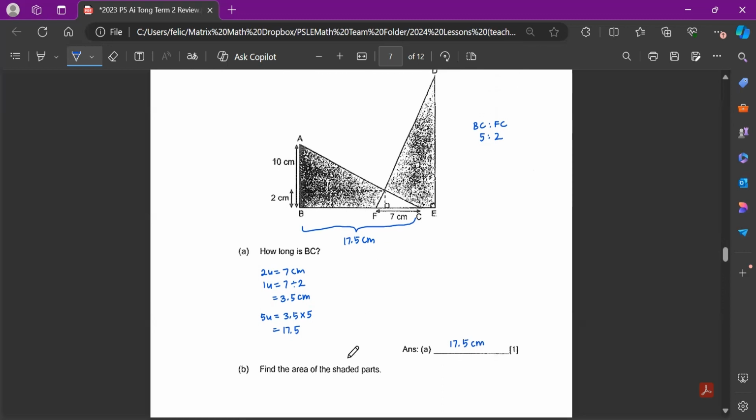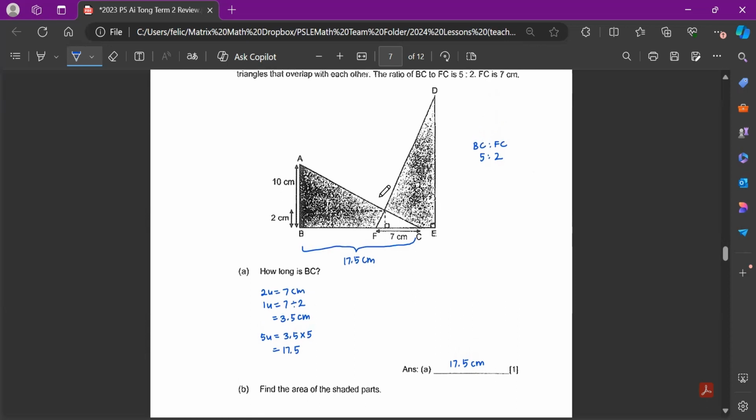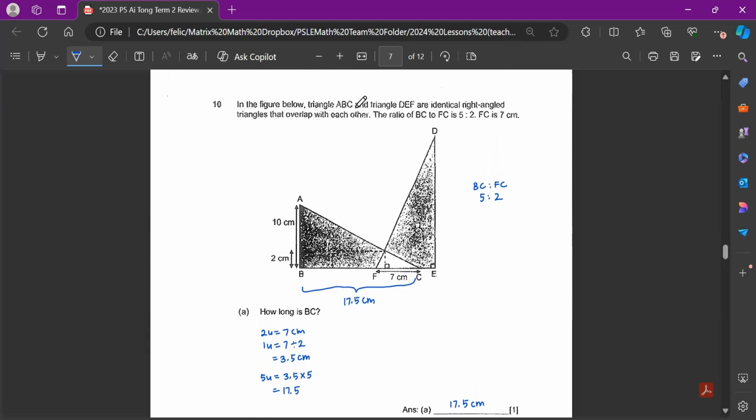Okay, the next one, find the area of the shaded parts. So there are two shaded parts here. Now, these two shaded parts, I can confidently say they have the same area. Why do I say that? The question already said these two triangles that overlap are identical triangles. If those two triangles are identical, and they share the same overlapping part, which is this small little white one, I can then simply say their remaining shaded areas must have the same areas as well. So very nice, these two shaded areas definitely will be the same.